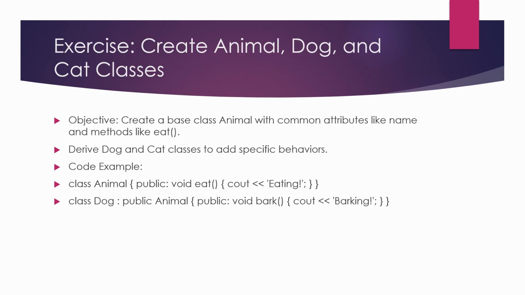Now let's put this into practice. Create a base class animal that has common attributes like name and methods like eat. Then derive dog and cat classes from animal, adding specific behaviors like bark for the dog and mew for the cat. This exercise will help you understand how inheritance works in real world scenarios.